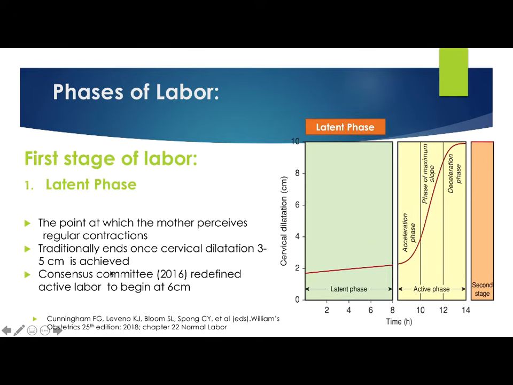However, in 2016, the Consensus Committee of the ACOG and the Society for Maternal Fetal Medicine redefined active labor to begin at 6 cm. And now this is the threshold for active labor that we are using nowadays, not anymore the 4 centimeter rule or cutoff. We are now using the 6 centimeter cutoff as recommended by the Consensus Committee of 2016.